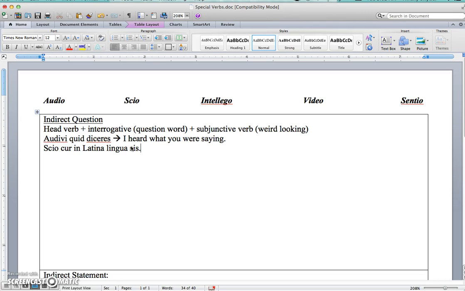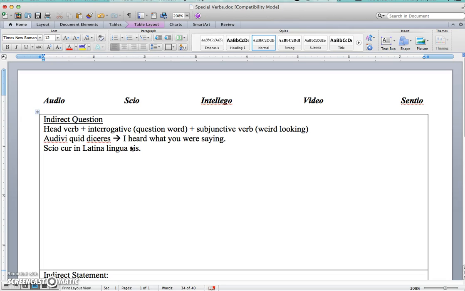So these are all really good head verbs. Audio, to hear; skio, to know; intelligo, to understand; video, to see; and sentio, to feel or to sense. So the first type of sentence structure we're going to talk about is indirect question, which we haven't talked about since last year. So this will be a nice review for us.